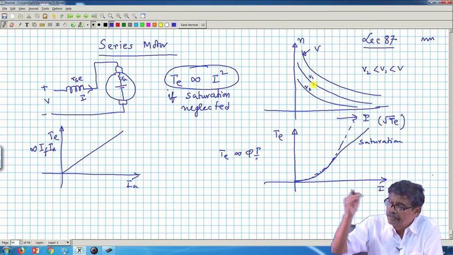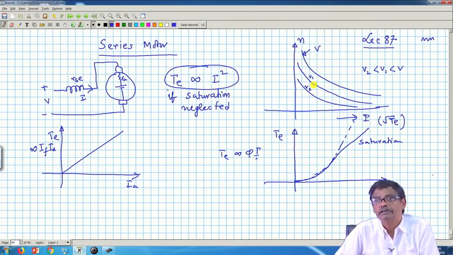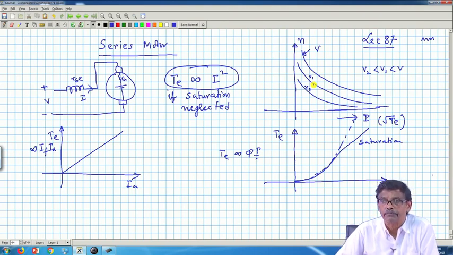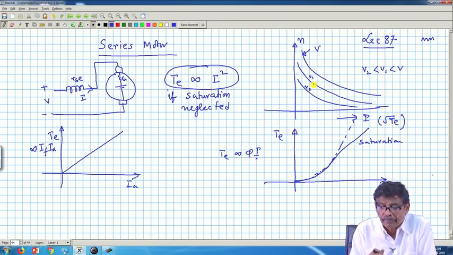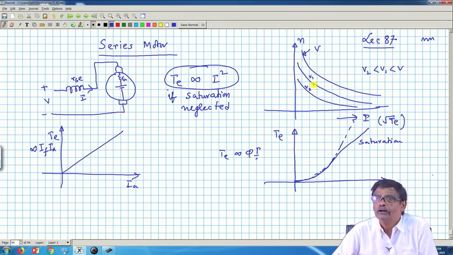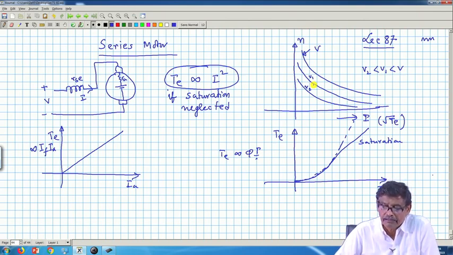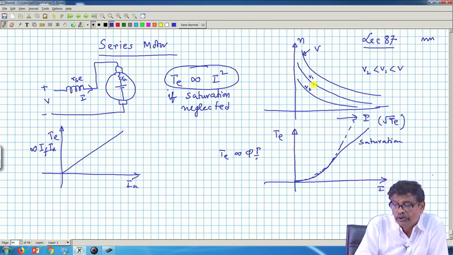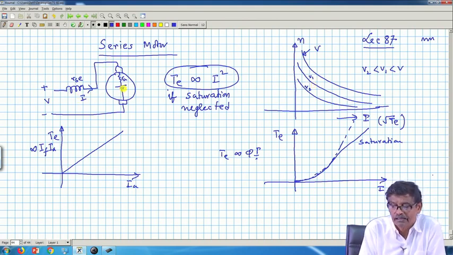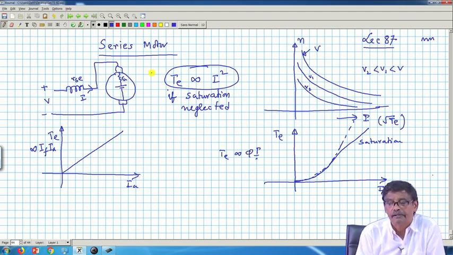So, if I want to have the speed above the base speed or rated speed of the machine, field control was adopted. Weakening the field current means you are raising the speed higher and higher. In case of series motor, can I also control the field current? Apparently, if you look at this circuit diagram, separate field control is not possible. How? Because armature and field current are one and the same because of this series connection.